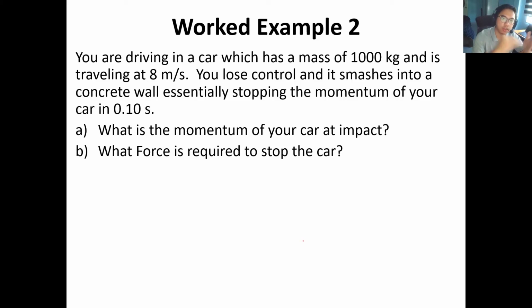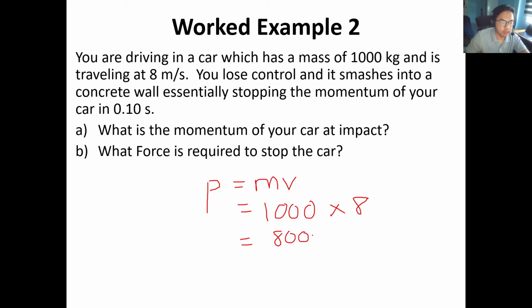So just as your car hits the concrete wall, we want to calculate its momentum. So momentum is equal to mass times the velocity of the car. The mass is 1000, the velocity is 8, and that will give you a momentum of 8000 kilograms meter per second. And don't forget, because this is a vector, you need to write down the direction. In this case, let's say its direction is forward.